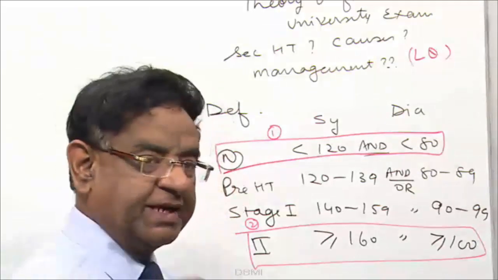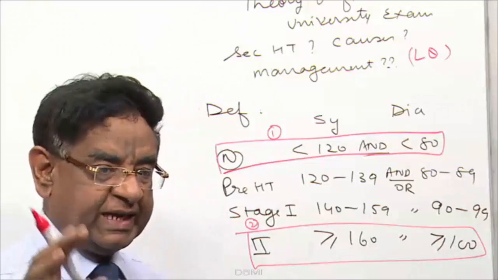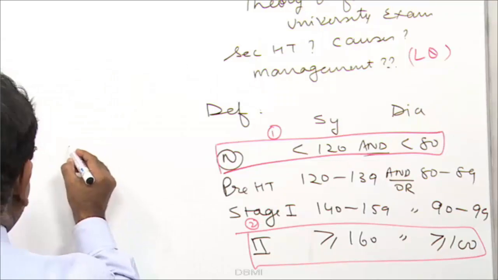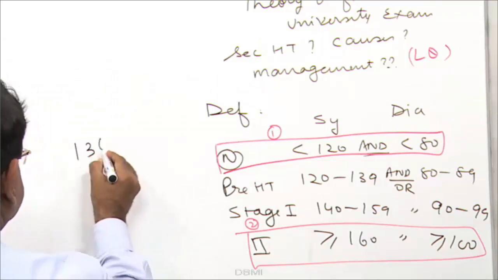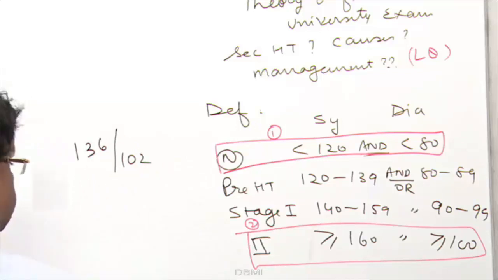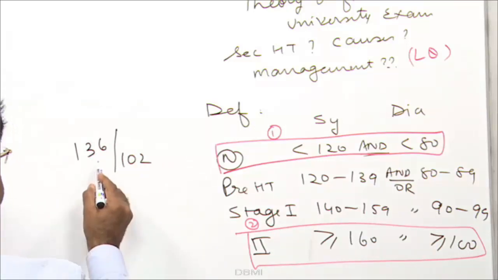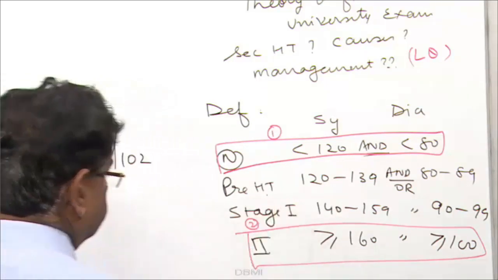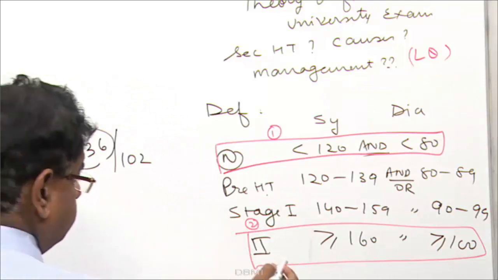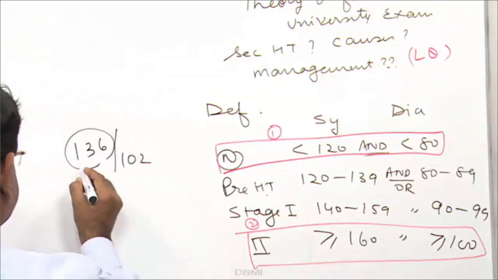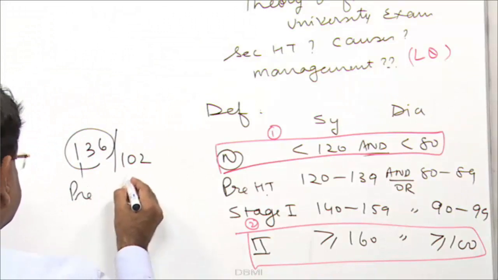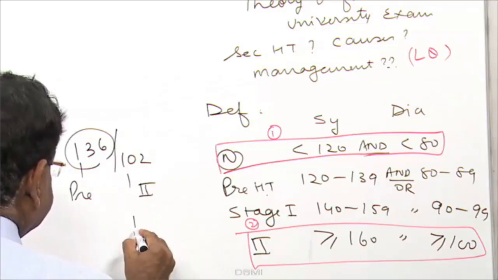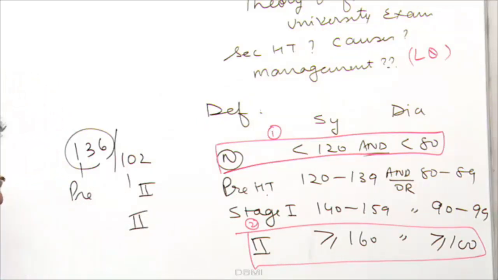Look at one more question which came in last year's DNB exam. The question was like this. Suppose we get one patient whose BP is 136/102. 136 comes in which category? It comes in prehypertension. And 102 comes in stage 2. So this comes in prehypertension and this comes in stage 2. So we will call this patient a case of stage 2 hypertension.